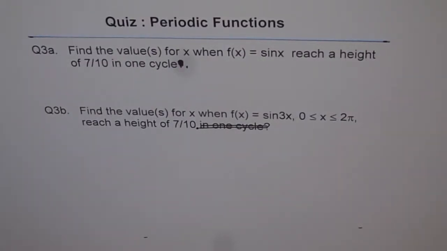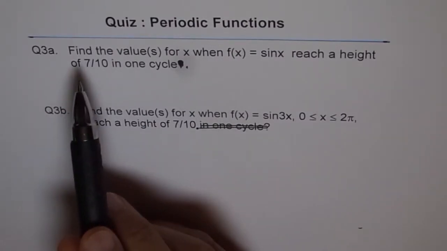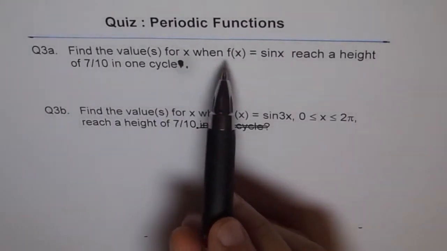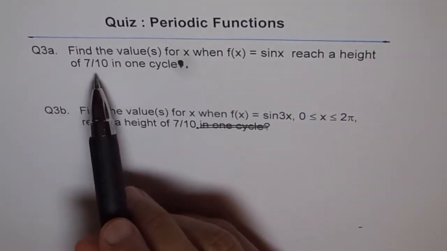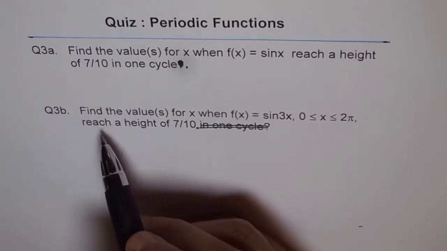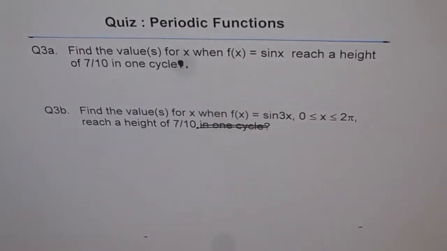Here is a solution for question 3 of quiz on periodic functions. Question 3a. Find the values for x when f of x equals sin x reaches a height of 7/10 in one cycle. So 7/10 confused some students.